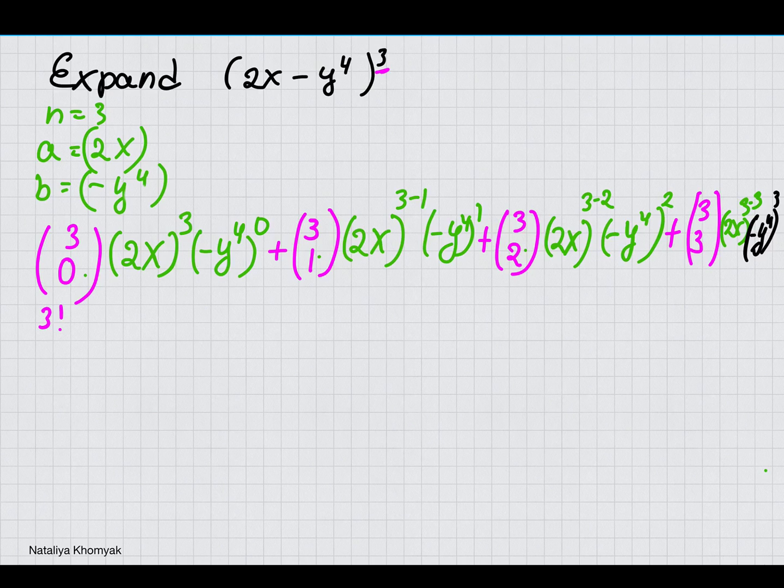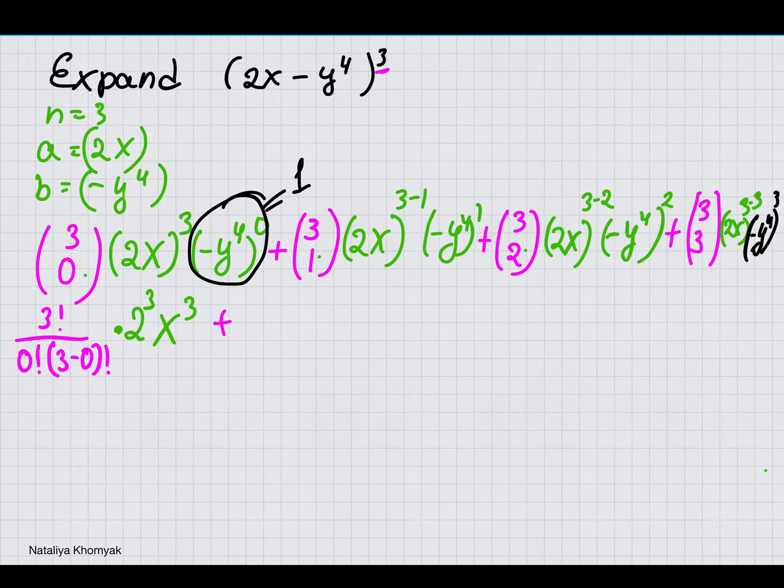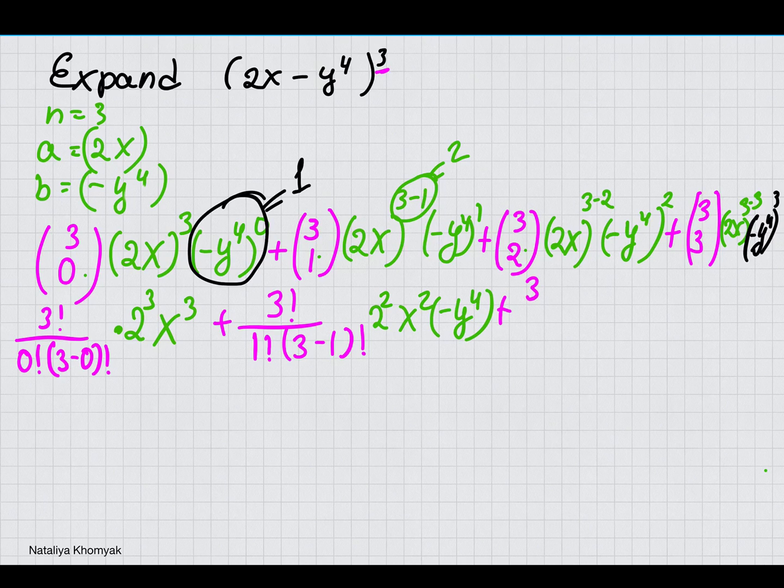So this will be 3 factorial out of 0 factorial, 3 minus 0 factorial, times 2 to the 3, x to the 3. Anything to the 0 power is equal to 1. Plus 3 factorial out of 1 factorial, 3 minus 1 factorial. 3 minus 1 is a power of 2, so we have 2 to the second, x to the second, times negative y to the fourth, plus 3 factorial out of 2 factorial, times 3 minus 2 factorial. 3 minus 2 is 1, so times 2x, times negative times negative, we have positive y to the 4 times 2, 8.